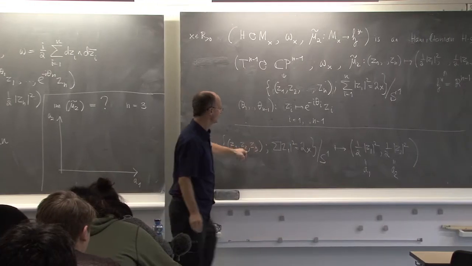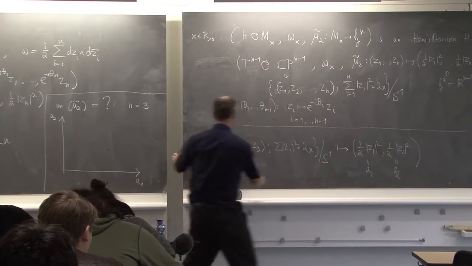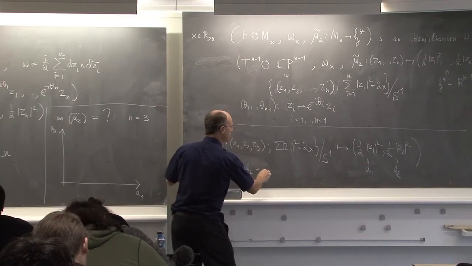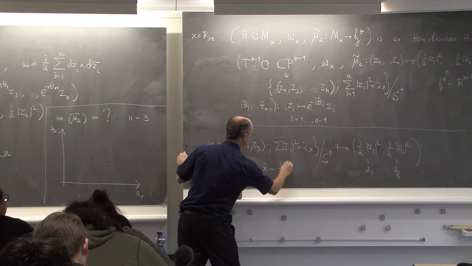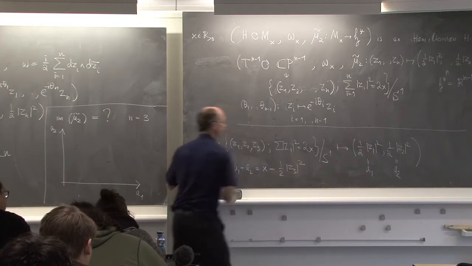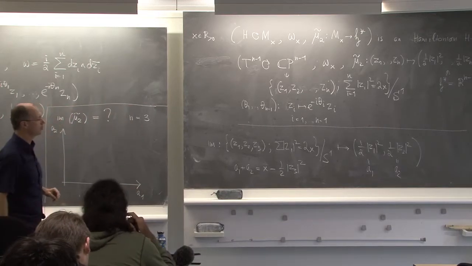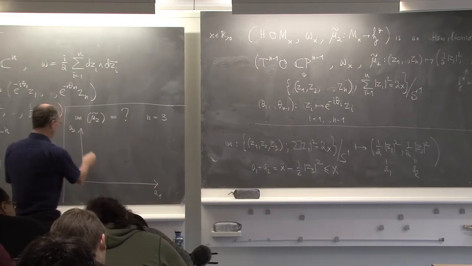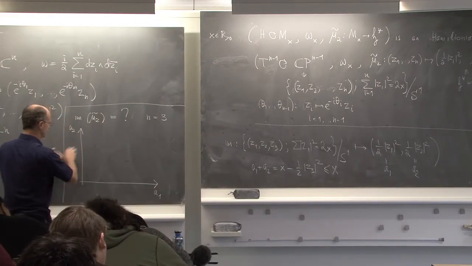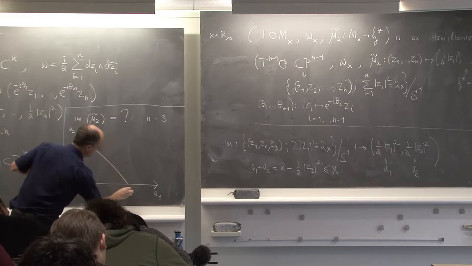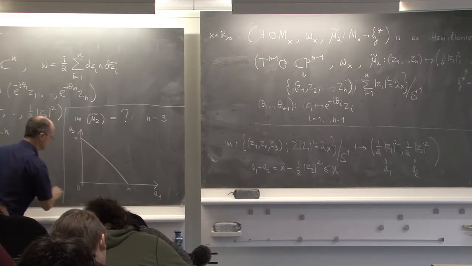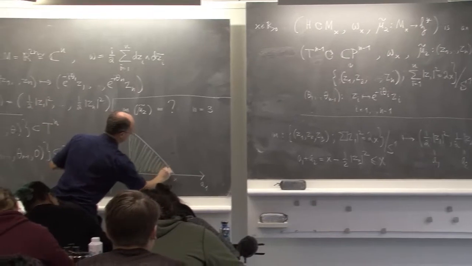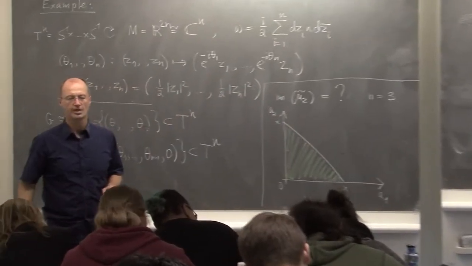So what's the restriction on these two? Well, we see that A1 plus A2 is equal to x minus 1/2 Z3 squared. In other words, A1 plus A2 is smaller or equal to x. So what we got in the end is the following triangle, and that's the image of our moment map.